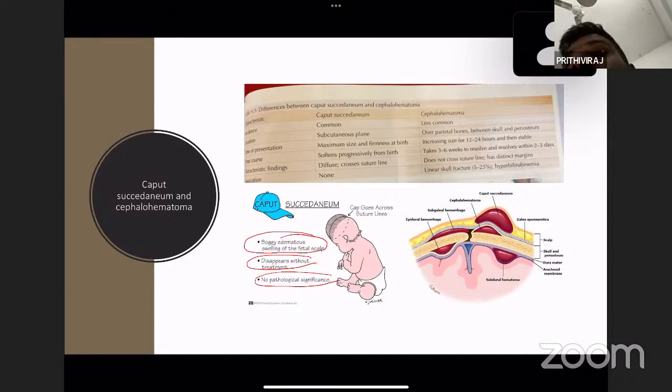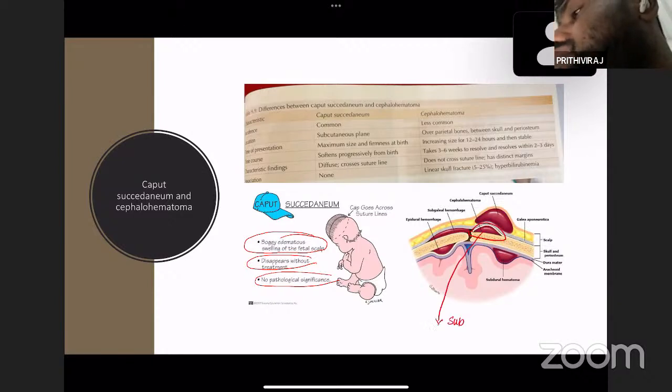Okay, so it is common. Its location is the subcutaneous plane, the maximum size is seen at birth, and it softens progressively from birth. It is diffuse and crosses the suture line, and there is no association. Whereas cephalohematoma is very less common. It appears over the parietal bone and is a subperiosteal swelling. So this is your cephalohematoma. This is a subperiosteal swelling.